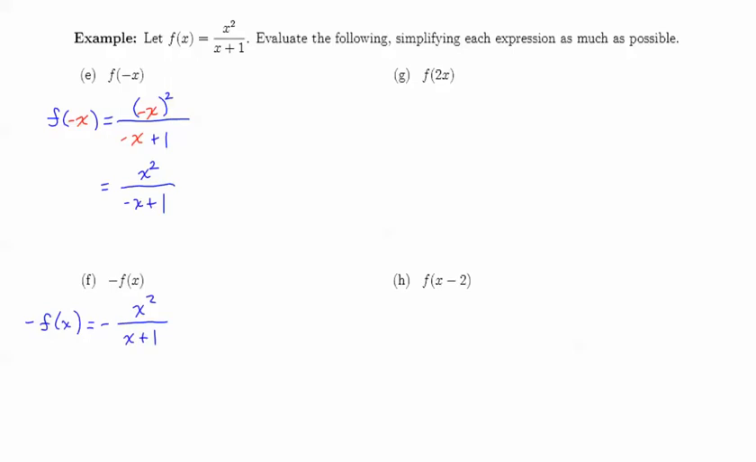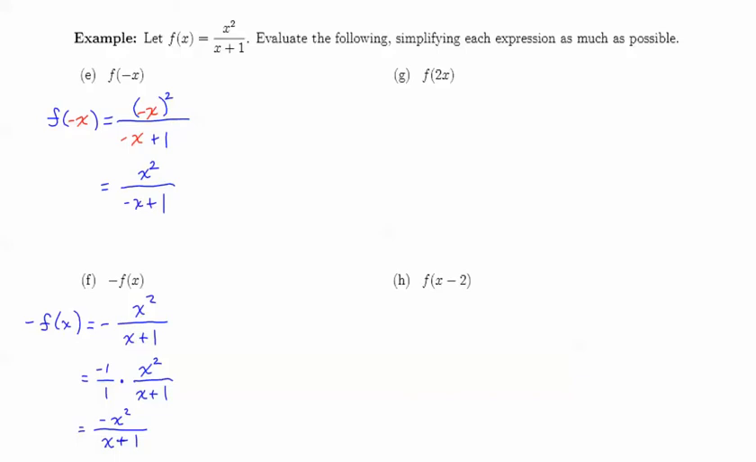Now, if we want to work with this a little bit further, we can note that that negative can be written as negative 1 over 1 times this x squared over x plus 1. And so as a single rational expression, that negative can be written in the numerator as negative x squared over our x plus 1.